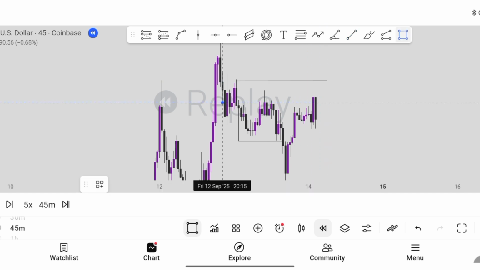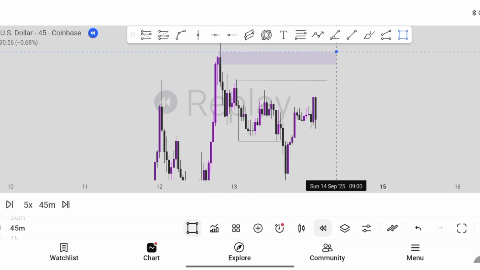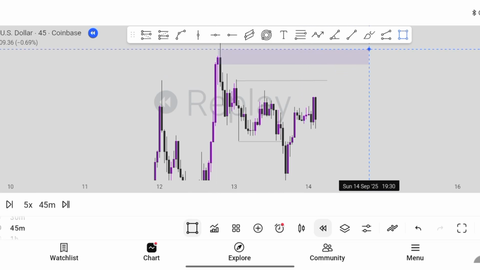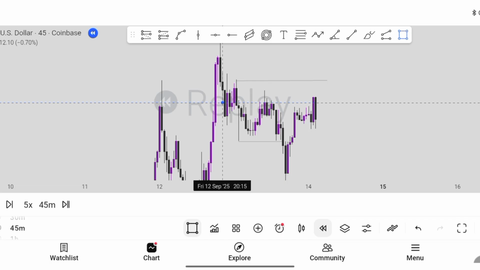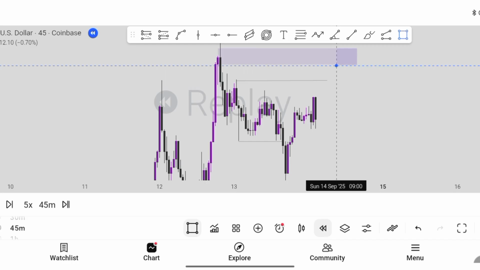Now since you have gotten your liquidity or inducement, the next thing you want to do is focus on the point of interest above or below your liquidity, the closest point of interest. Don't forget, the closest point of interest. So we have this like so, let me remove this.